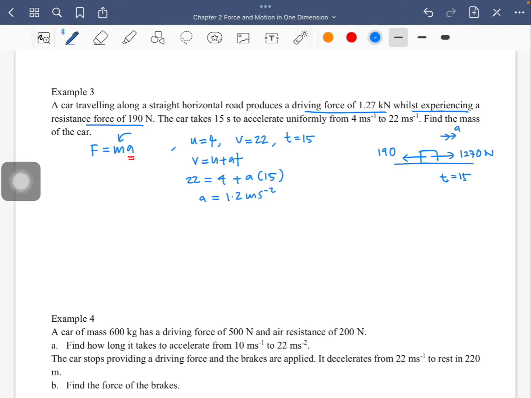So come back to our Newton's second law, F equals ma. What forces are involved in the system? We have the driving force and the resistance.